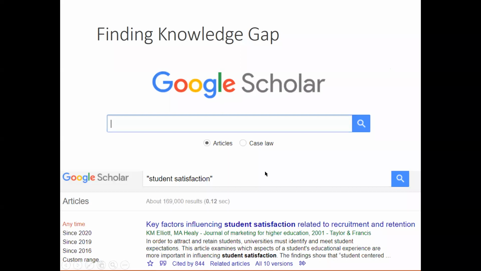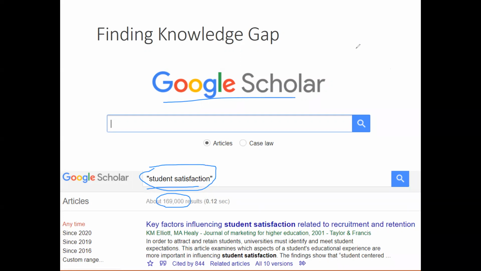Knowledge gap is a scholarly way to determine whether you can create new knowledge or not. So I gave you an example on Google Scholar of student satisfaction that we can search about. If you want to do research on student satisfaction, you can simply type student satisfaction in inverted commas on Google Scholar, and you will realize that there are more than 160,000 research articles which have already been published about student satisfaction.